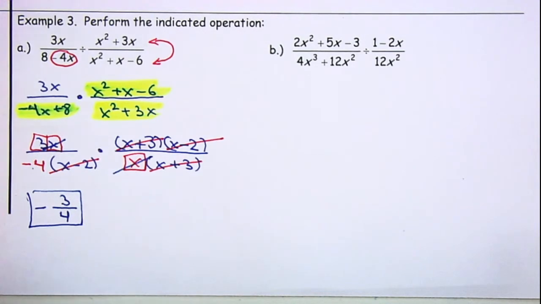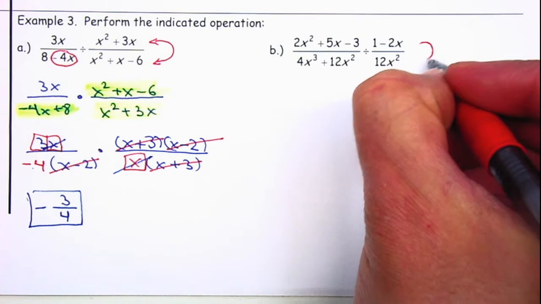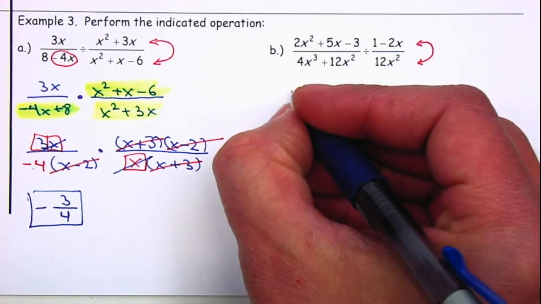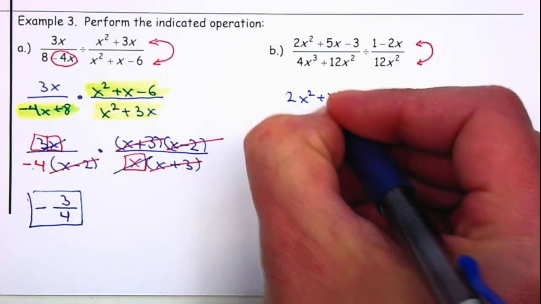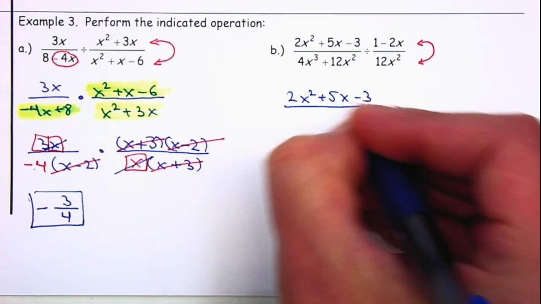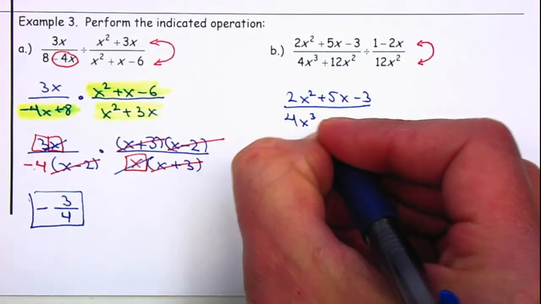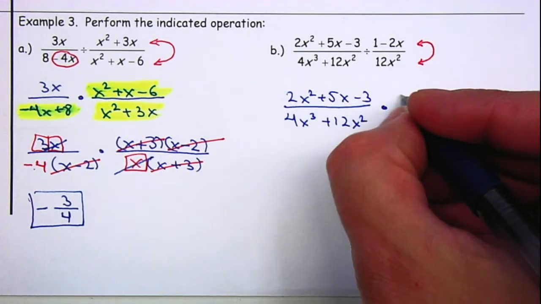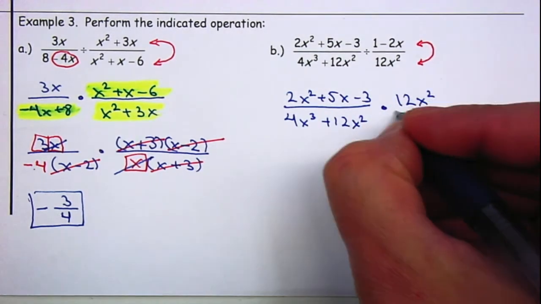Great. So the first thing I'm going to do is change my division to a multiplication by flipping the second fraction. The first one will stay exactly the same. It will be 2x squared plus 5x minus 3 over 4x to the third plus 12x squared, multiplied by, and I'm going to flip this, 12x squared over.